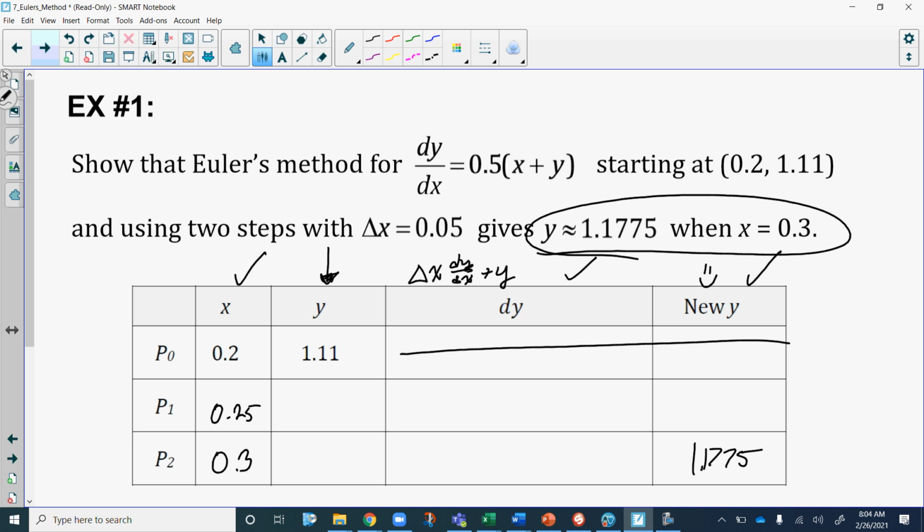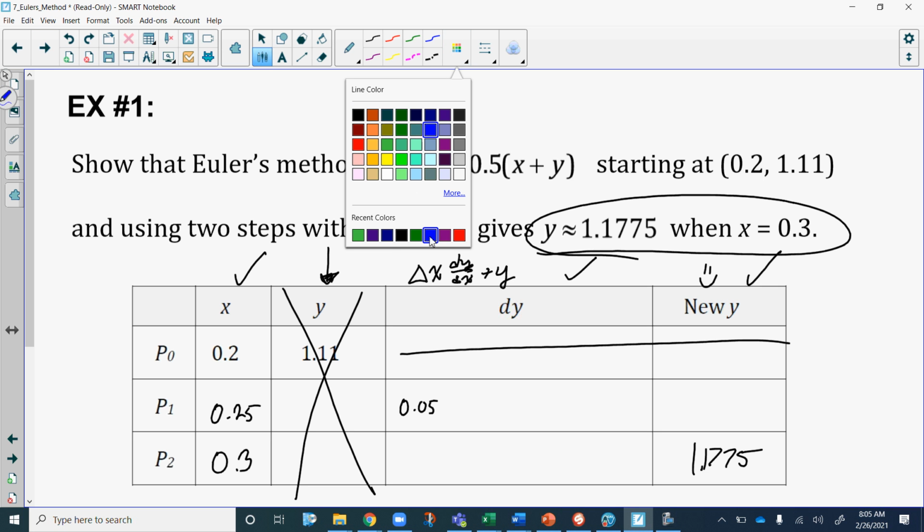So how do I figure out what the new y value is going to be? I'm going to just X that out here. Okay. So delta X in this case is given to you to be 0.05. So I'm going to say 0.05 here. Now dy dx is where I take the X and the Y values and plug those into the differential equation. So let me find a little blank space here on the whiteboard.